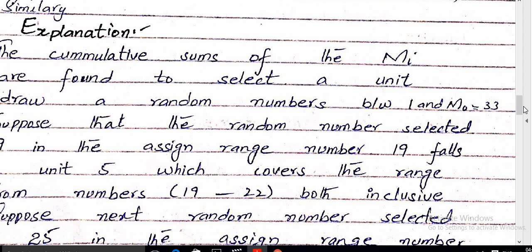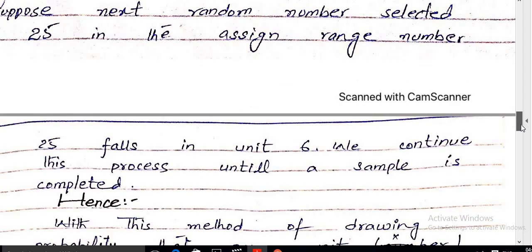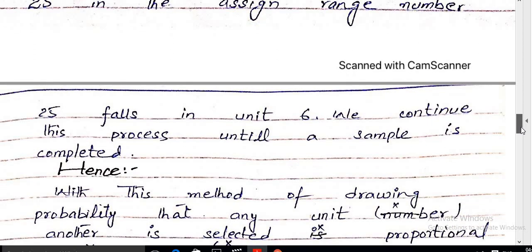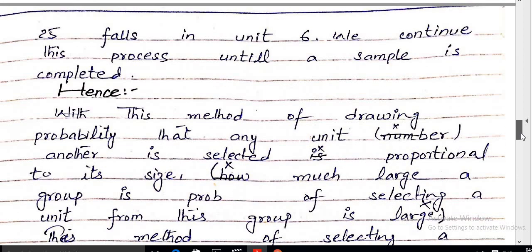Suppose the random number selected is 19 in the assigned range. Number 19 falls in unit 5, which covers the range from 19 to 22, both inclusive. Suppose the next random number selected is 25 in the assigned range. The number 25 falls in unit 6. We continue this process until the sample is completed.